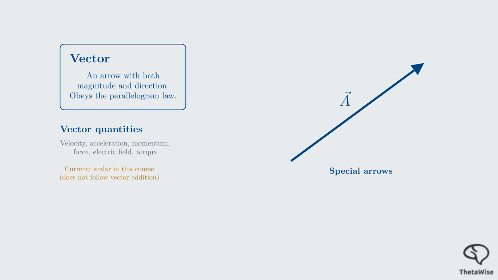Several labels describe special arrows. Equal vectors have the same magnitude and direction. A null vector has zero magnitude because its initial and terminal points coincide. A unit vector has magnitude 1, so the unit vector along A is A divided by the magnitude of A. The reciprocal vector keeps A's direction but has reciprocal magnitude, and the negative vector keeps the magnitude while reversing direction.